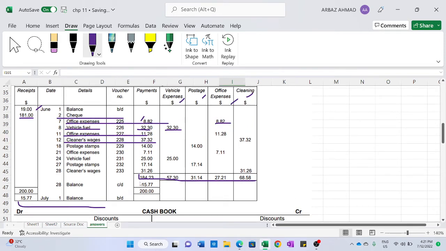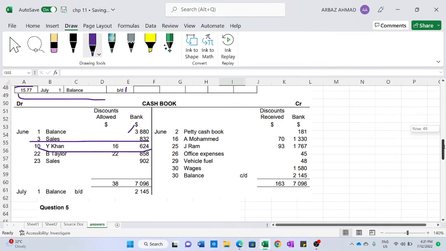Now you just need to have a balance carried down and total up both sides. 200 and 200 are equal, and then you're going to have a balance brought down the next month. In the cash book, you're going to have these transactions. You need to calculate the discount received, which is on the credit side. There is no balance carried down for discount received and no balance carried down for discount allowed. You just need to total these accounts and that's all.